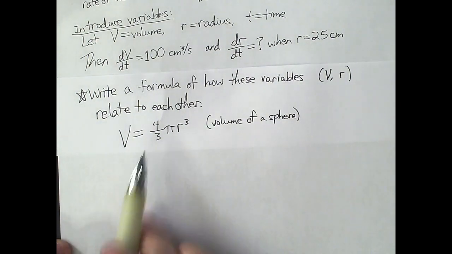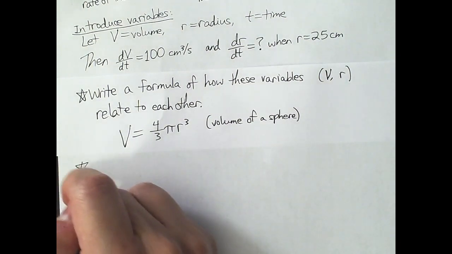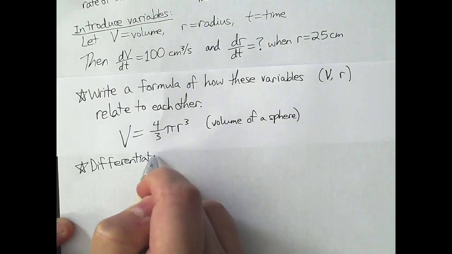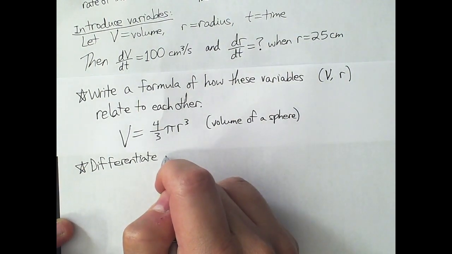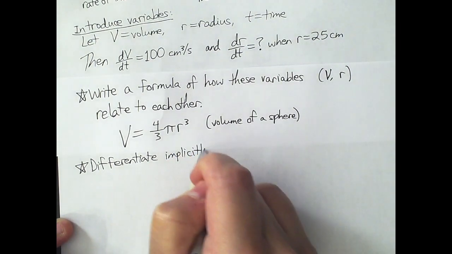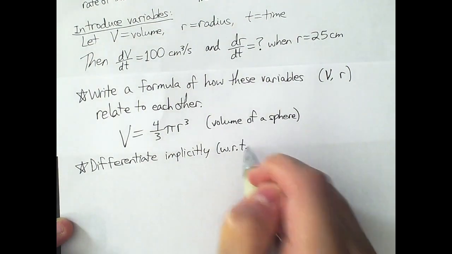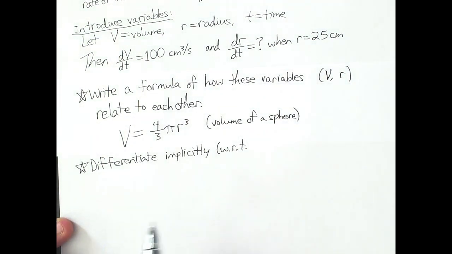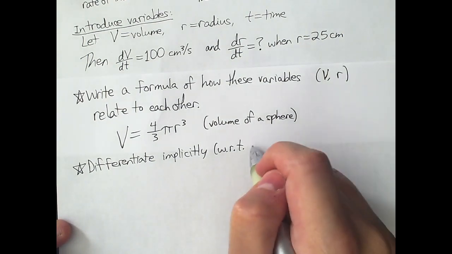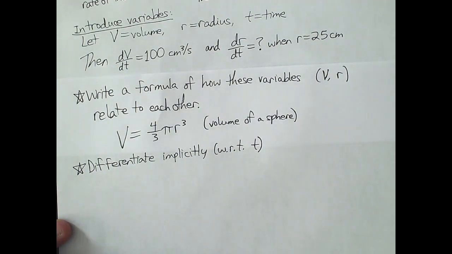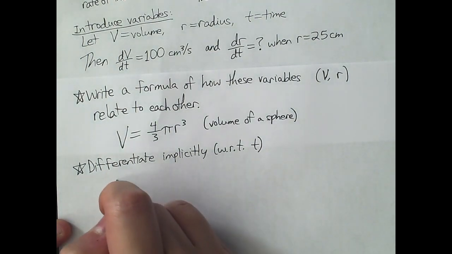So this is a formula of how these variables are related. So what's the calculus part? We are going to differentiate implicitly, because we're going to differentiate both sides of this. What is the variable with respect to? Is there an x? There's no x in this problem, right? We've not mentioned x at all. The variable that we're going to differentiate with respect to is time, t. So we want to do d/dt of both sides.